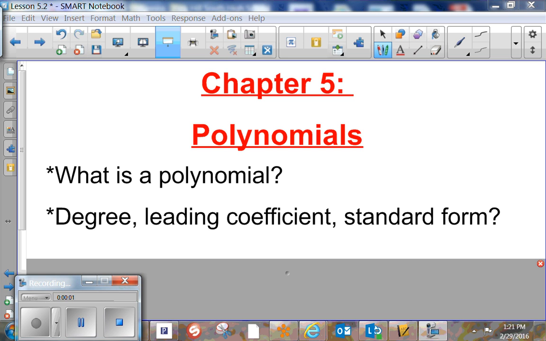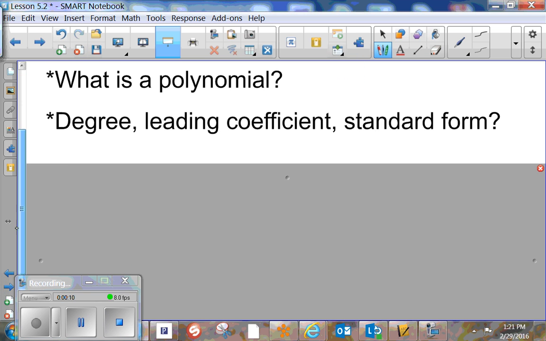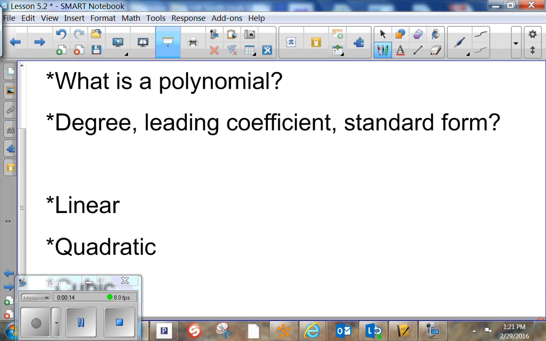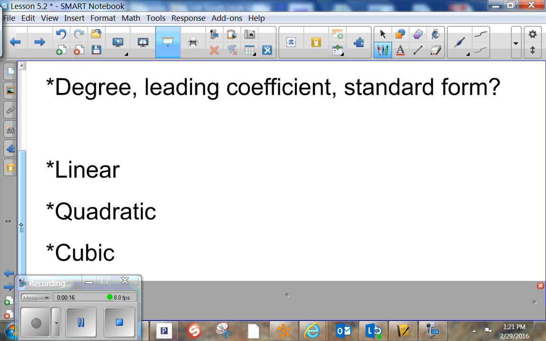Polynomials. Today we're going to talk about what is a polynomial, what's the degree of a polynomial, the leading coefficient, and what is standard form for a polynomial. Most of this will be review, hopefully, but there will be a new piece because linears you know all about. You've been doing those since Algebra 1.